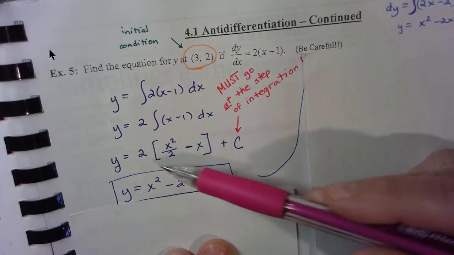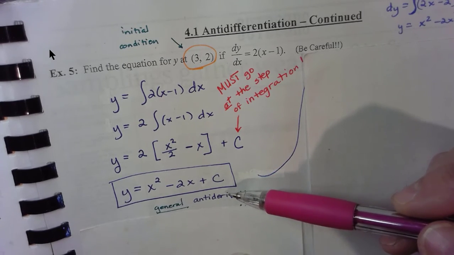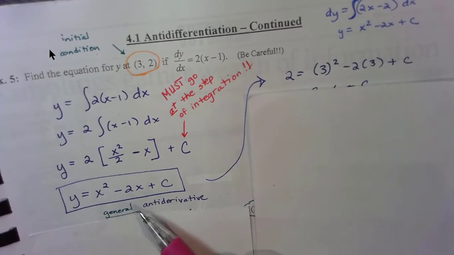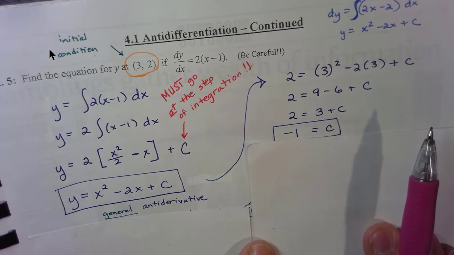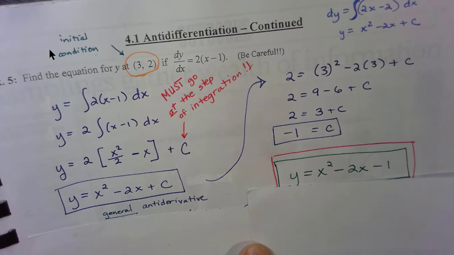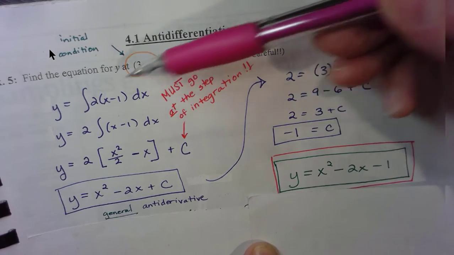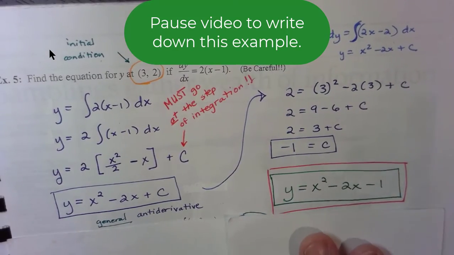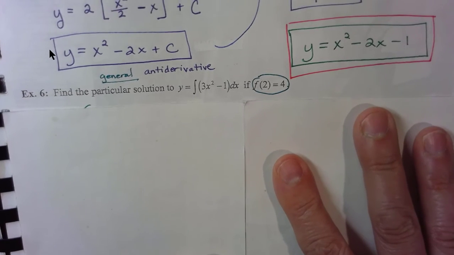I can simplify this, but here's what's really neat. This is my general antiderivative, but I have an x and a y. So I can substitute for my x and my y, find that constant of integration, and now write the entire function. Again, what can I do to make sure I'm right? Take the derivative of this and see if you end up with that. And you should. Okay, pause and write down this example. Okay, let me explain the whole problem, and then you can write down the example.